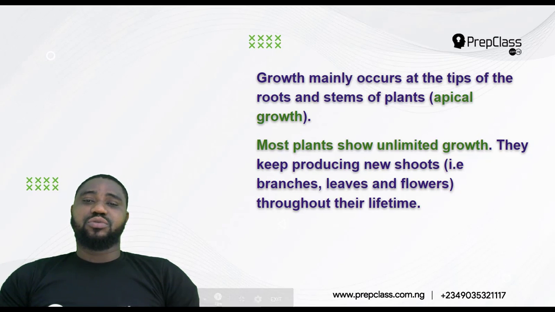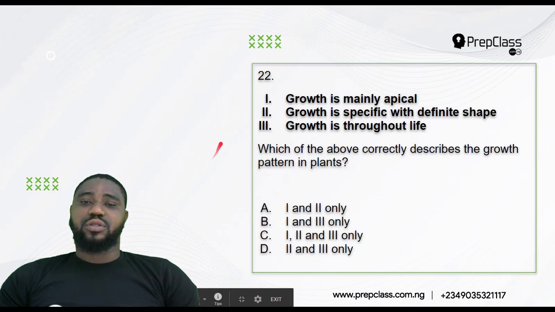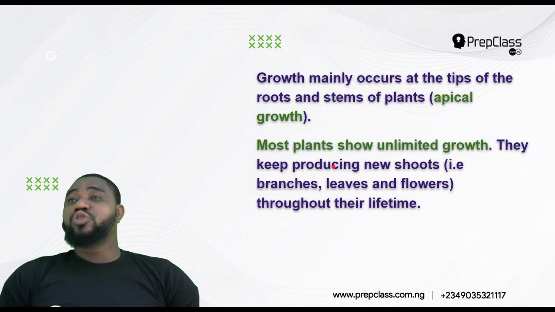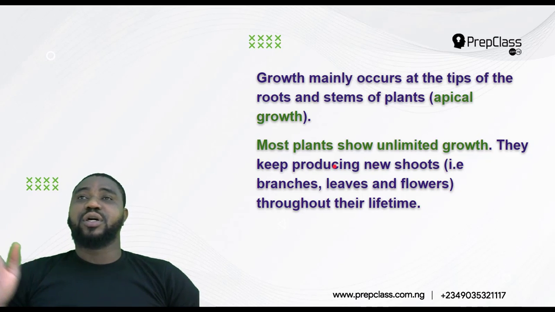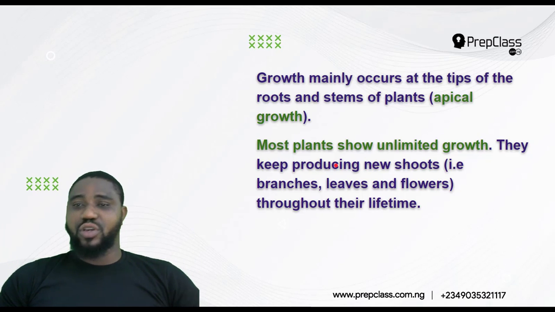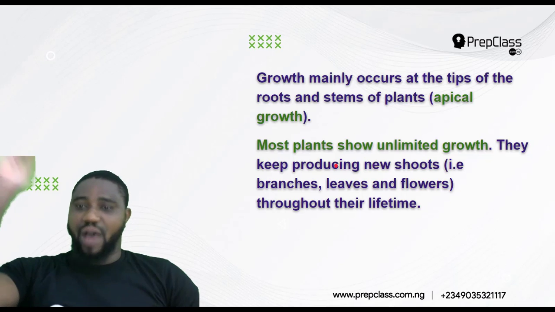Now number 2 is not included. Growth is specific with definite shape, no. But growth is throughout life, yes. Most plants show unlimited growth. They keep producing new shoots, that is branches, leaves and flowers, throughout their lifetime. You see some trees, if you leave them, they'll continue to produce stems and branches throughout.